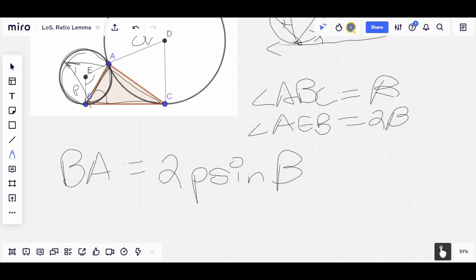Remember how we proved the law of sines? We dropped a perpendicular from the center, and then we just used basic trigonometry. Okay, we can literally do the same thing on the other side. Draw perpendicular, same logic, and we get that AC equals 2 times Q sine of C.